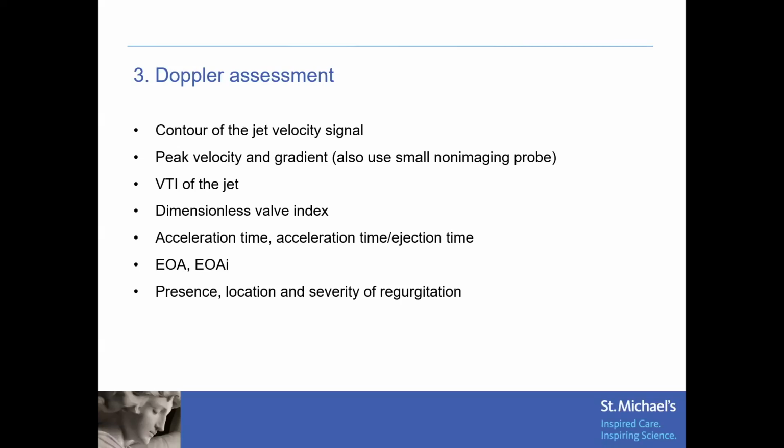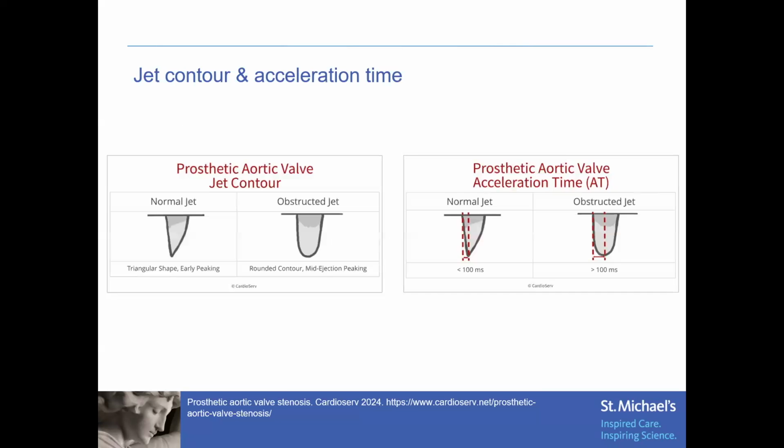VTI of the jet, so whether you're too far into the LVOT or too far out of the LVOT, that's a key part of the VTI of the jet, and over or underestimation of the gradient. The dimensionless valve index, acceleration time, the acceleration time ratio to the ejection time, which is a new thing in the guideline that they push for. The estimated orifice area indexed and otherwise, and then of course the presence and location and severity of regurgitation. So diving into each of these in a little bit more detail.